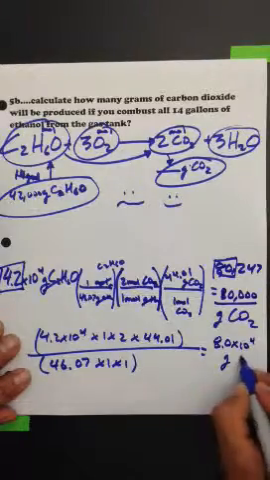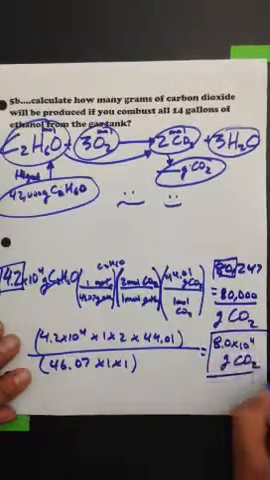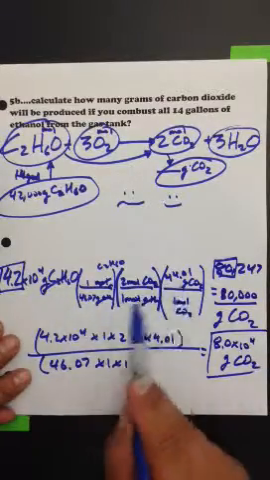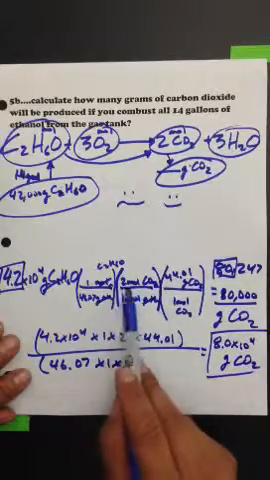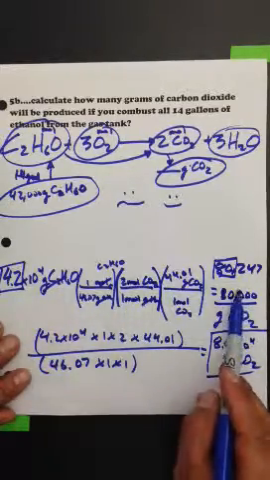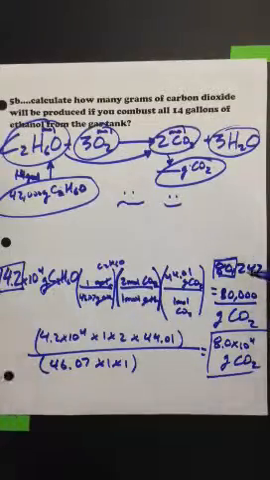Which is kind of interesting, because if you take a look here, since the molar masses are similar, it's basically just multiplying by 2. So the weight of gas times 2 is the weight of the CO2. Interesting, huh? FYI.